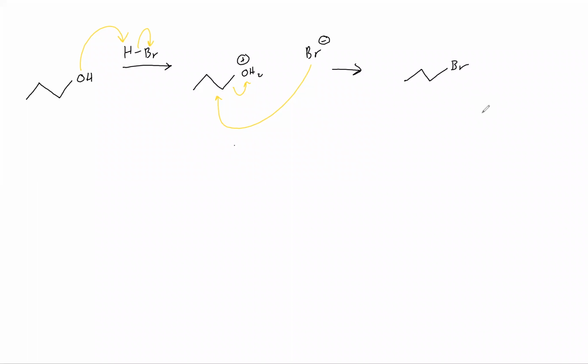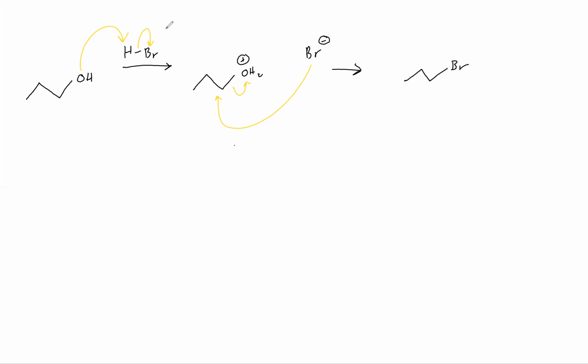Sometimes you don't want to use HBr or HCl. Technically you could do this with any halogen. But sometimes you don't want to use HBr or HCl. We have special reagents that will undergo this substitution, but in a slightly different way with a slightly different mechanism.